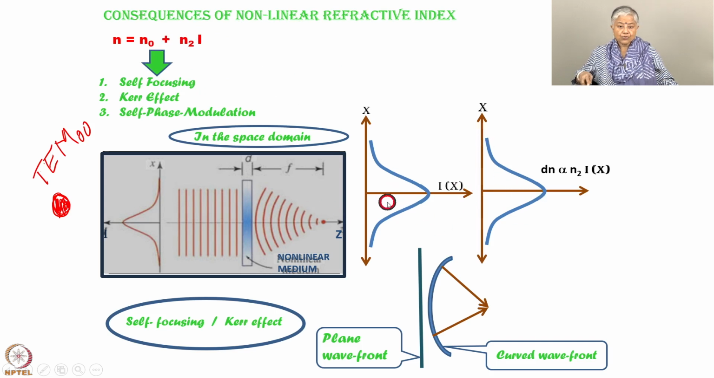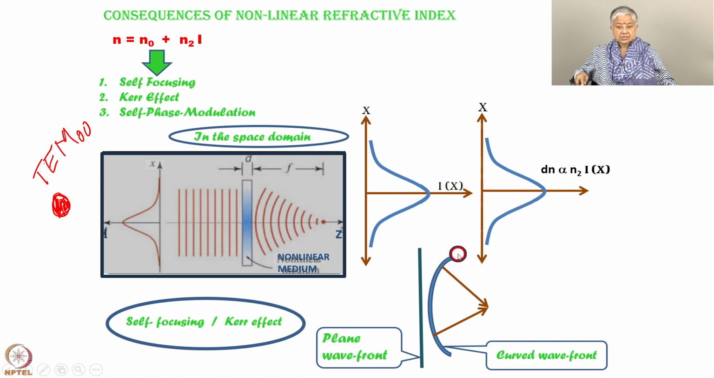It just follows this curve. Wherever there is a high intensity, the refractive index will be high. Where there is a low intensity, the refractive index will be low. So, that is on top of n0. So, the change is low here and the change in the refractive index is high here.